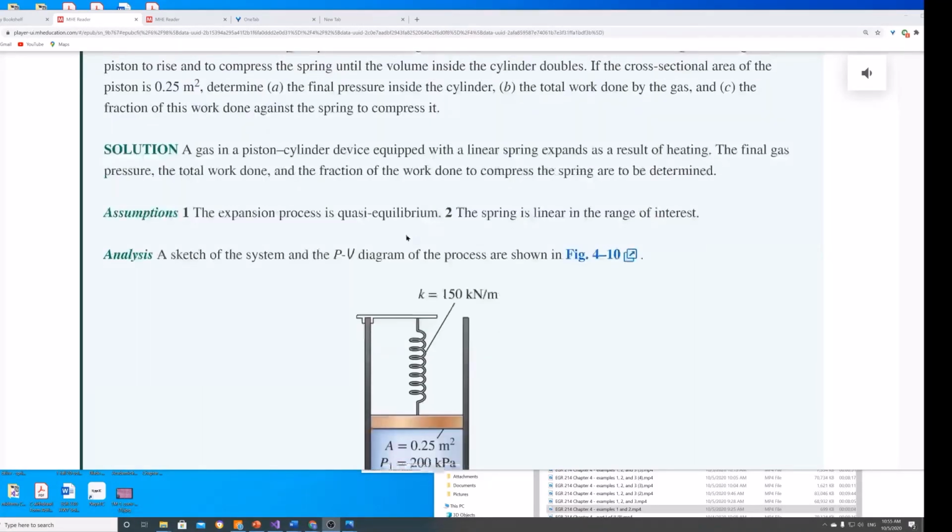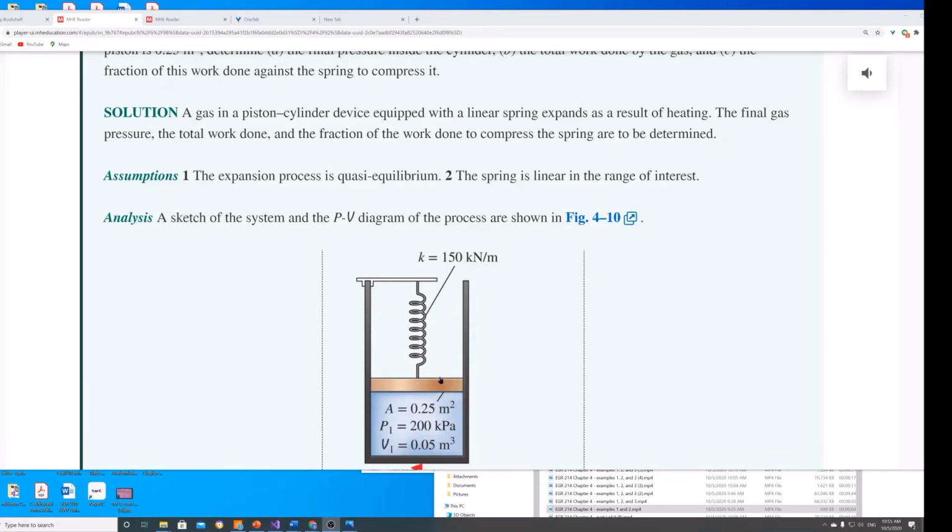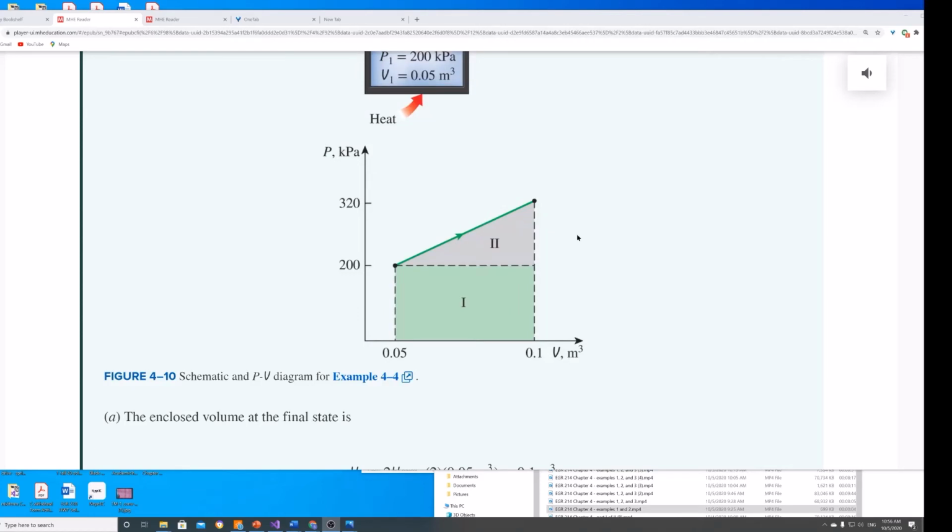First, we can make a diagram of the system. Here's our cross-sectional area, pressure 1, and here's our volume 1. We make some assumptions: first, it's quasi-equilibrium, and the spring is linear in the range of interest. Then we can go ahead and draw the PV diagram. Essentially we're starting off here, and then here's our final state. So this is initial, and this is final.